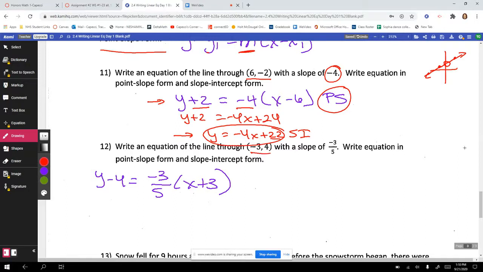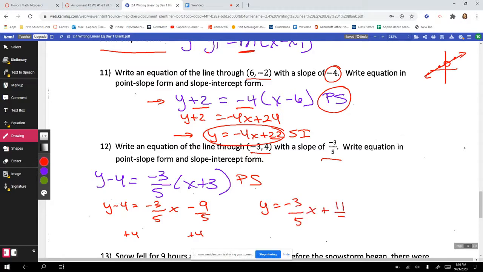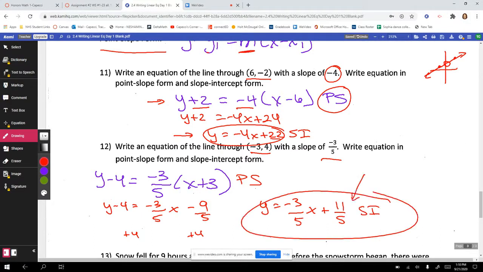Write an equation of the line. There's my point, -3, 4. There's my slope. Write it in point slope form first, which is what I did. So I have y minus 4 is equal to -3/5 times the quantity x plus 3. Distribute that, and I get -3/5x minus 9/5. Now I'm going to add 4 to both sides. You can do that by hand or use your calculator. I have y is equal to -3/5x plus 11/5, which is SI form, slope-intercept form. Now this is a little bit more than 2, so we would estimate that if we were graphing.